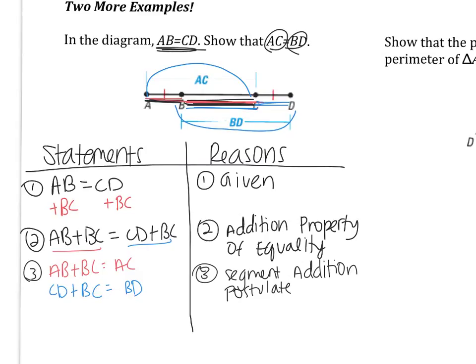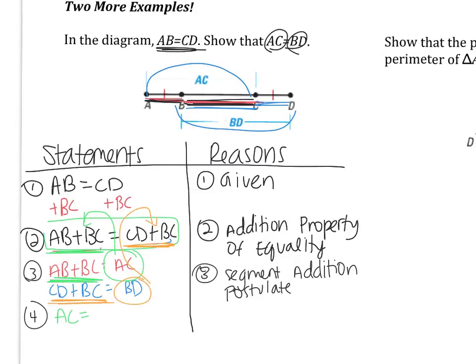Okay, and then I have one more step. We're almost done. Going back to statement 2. So going back to this statement. Now I don't really want to write AB plus BC anymore. Instead, I can put AC in its place. Then, instead of writing CD plus BC, I can put BD in its place.